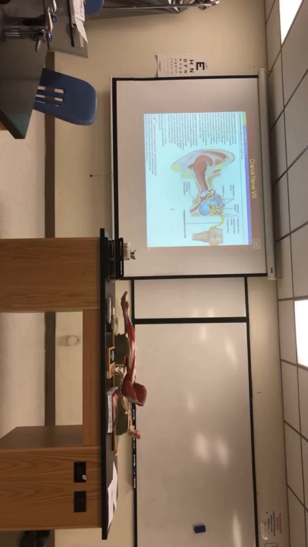Vagus. Sensory, motor, or mixed? Mixed. Does both. Sensory, taste, but not from the tongue. You actually have some taste receptors covering the epiglottis. So 7 and 9 provide taste input from the tongue. 10 provides taste input from the epiglottis.